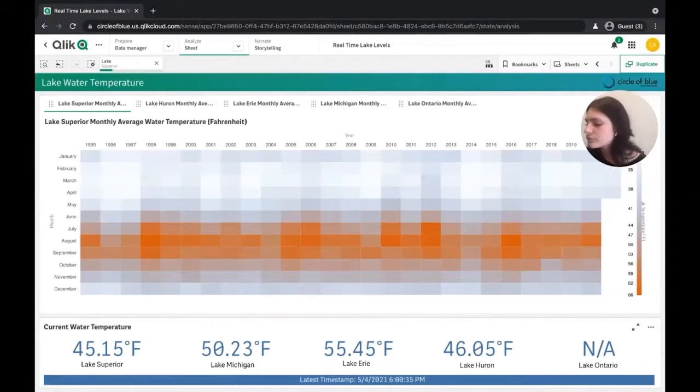Yeah, so pretty much this is just a snapshot of what this dashboard and this data can really do to inform people that are living in the Great Lakes area and policymakers, anyone that's really concerned about changing lake conditions, how it's going to impact the local ecosystem and also shoreline conditions.